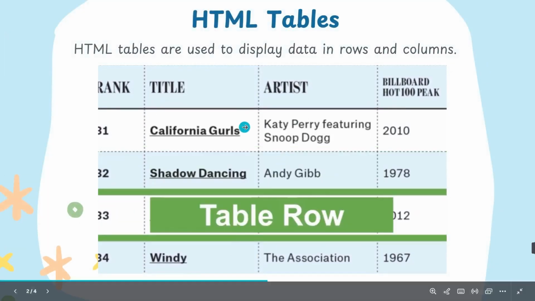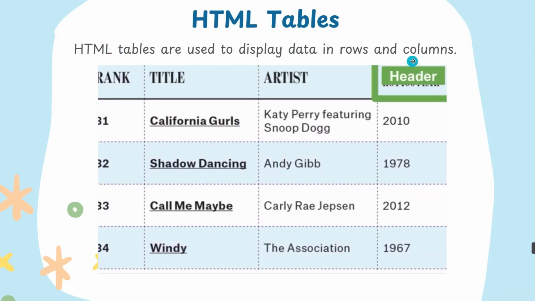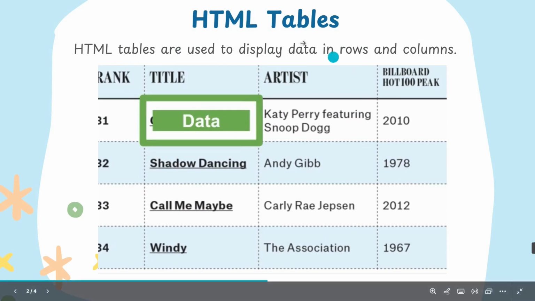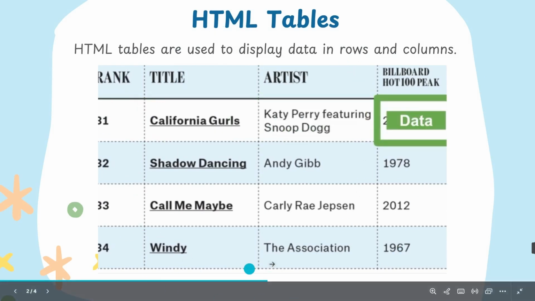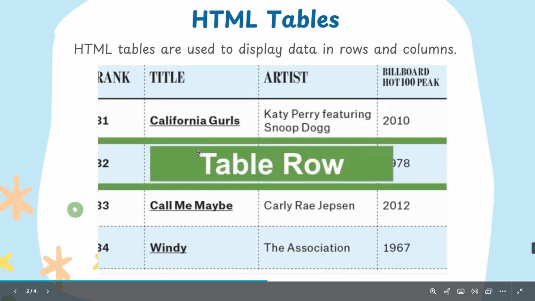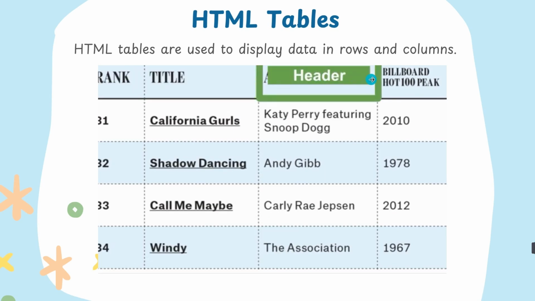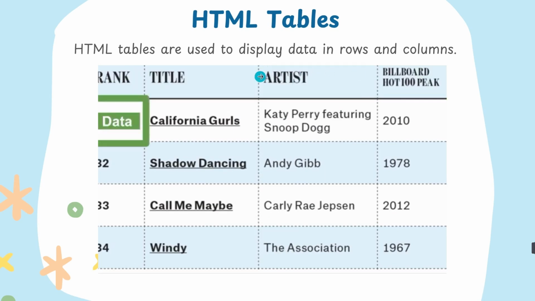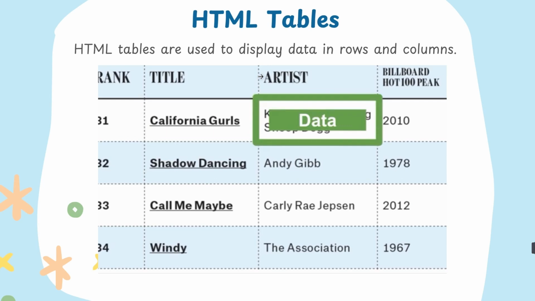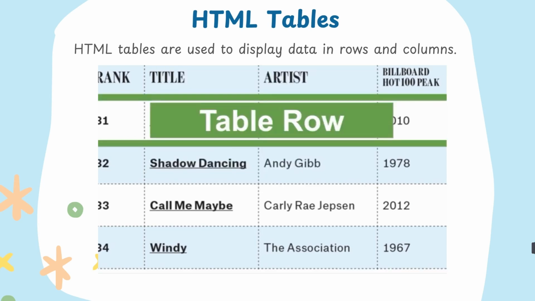Now look at the table carefully. HTML tables are used to display data in rows and columns. This entire thing represents the table. This is the full table structure, and we create it using the table tag. These top cells that you see here are called headers, and they can be created using the th tag, since they belong to the first row and represent what each column is all about.